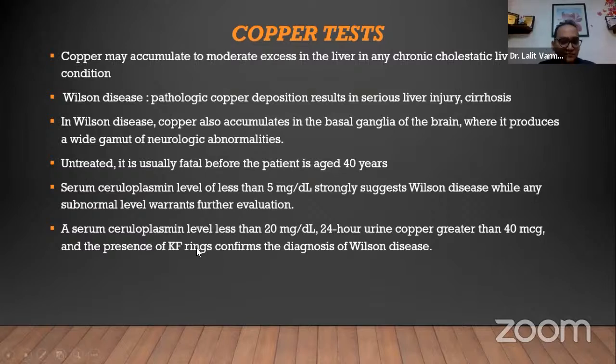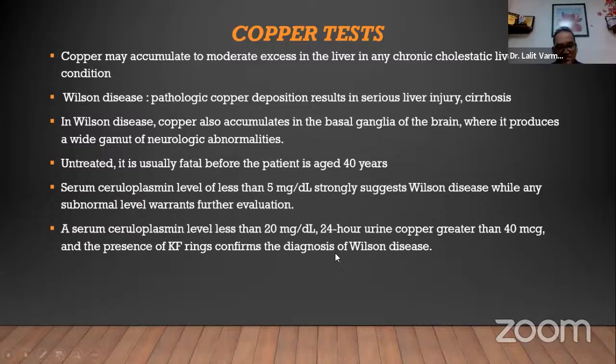Okay. A serum ceruloplasmin level of less than 5 strongly suggests that there is Wilson's disease. Basically, the normal serum ceruloplasmin level is 20 and above. If you see between 15 and 20, not necessarily it's Wilson's, because if your albumin and total protein are low, even your ceruloplasmin, which is a protein, will be low. But if it is less than 5 milligram, definitely then you are talking about Wilson's only.